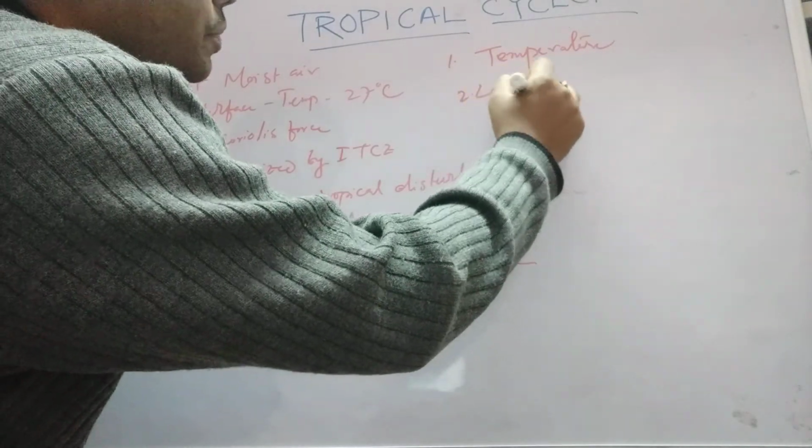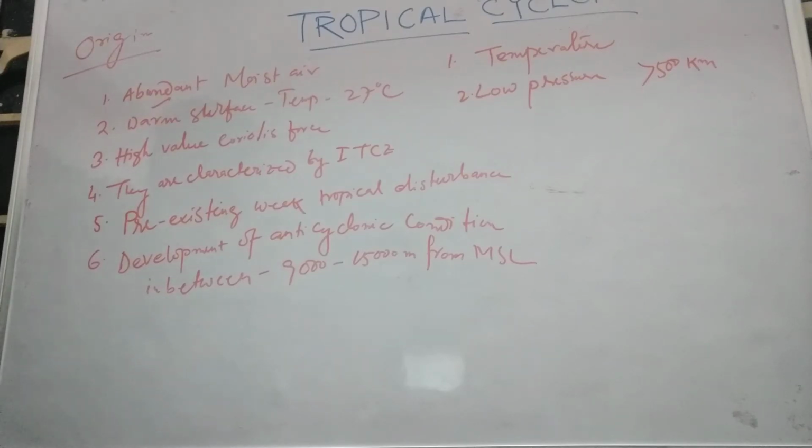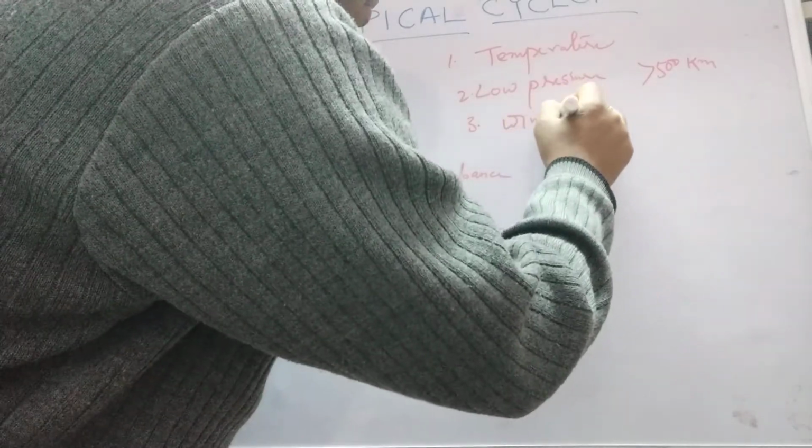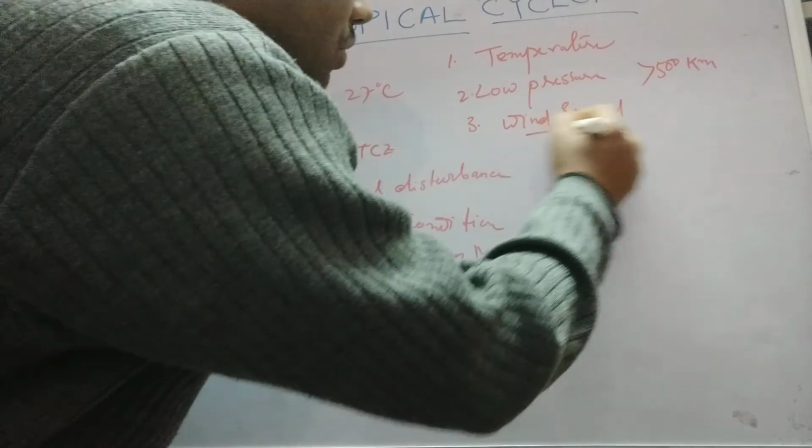Secondly, the low pressure center. This low pressure center will be developed away from the equator, approximately more than 500 kilometers. So this could help the influence of the Coriolis force for the spinning of the air. And the third one is the wind speed. This wind speed will be increased with altitude. That is, the core system will be longer and vertical over the warm surface that will provide the energy of the tropical cyclone.